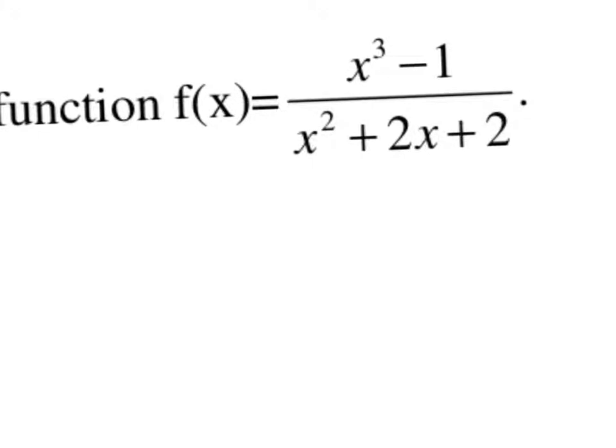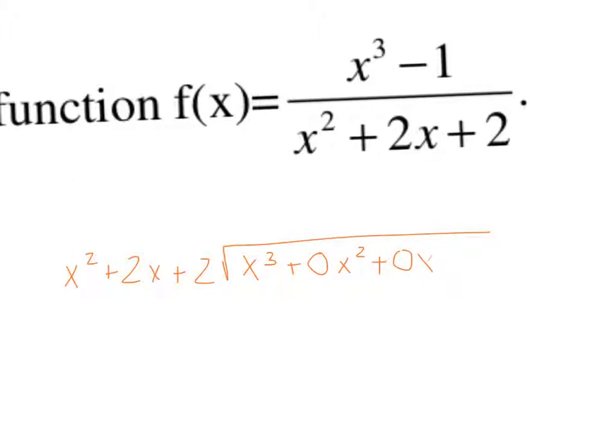So what I'm going to do is long division. So we have x squared plus 2x plus 2. And in here, don't forget your place values. So this is plus 0x squared plus 0x minus 1. X cubed divided by x squared is x. FOIL it out, x cubed plus 2x squared plus 2x. Take the difference.